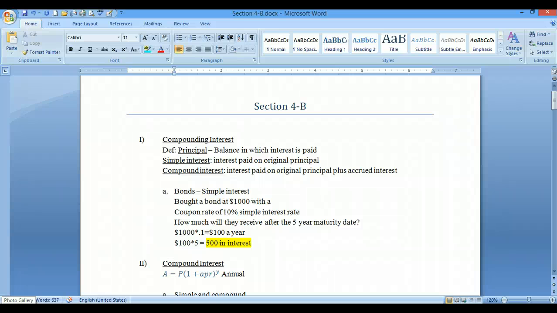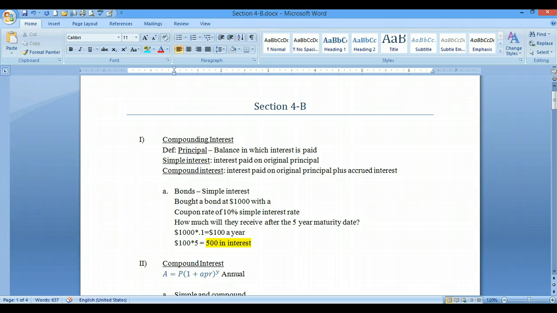Hi, we're continuing our financial section, moving on to section 4B. Roman numeral 1 is compounding interest. A couple of definitions that we need to know before we move on are principal, simple interest, and compound interest.